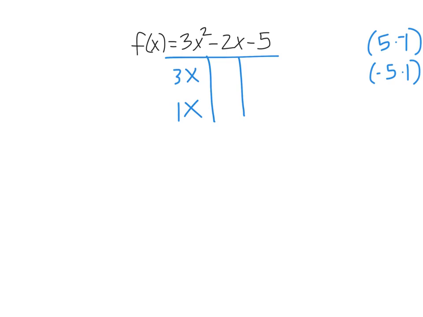If I cross multiply, I have negative 3x on the top and positive 5x on the bottom. When I add these, do they add up to negative 2x? No. Negative 3 plus 5 is positive 2x, so this scenario did not work out.